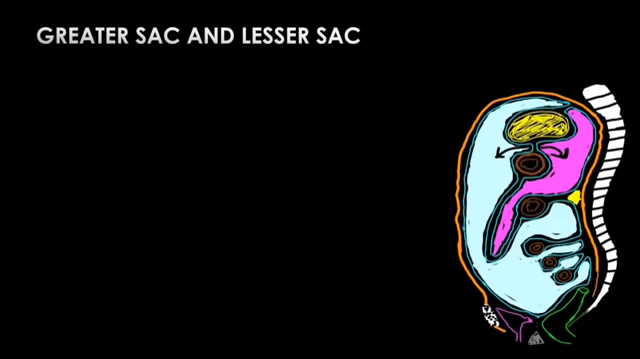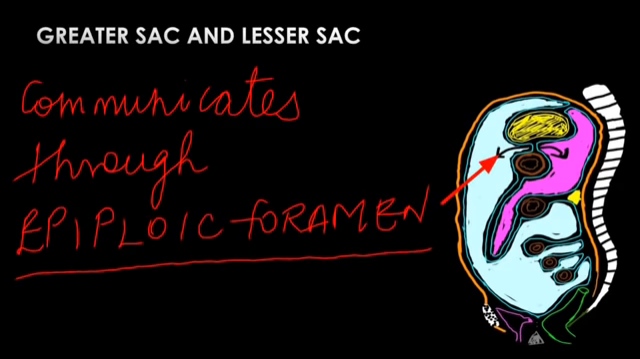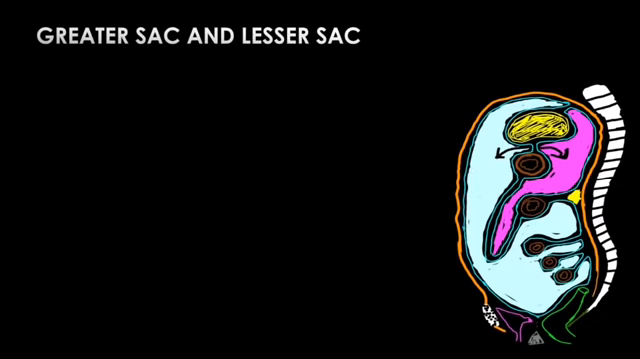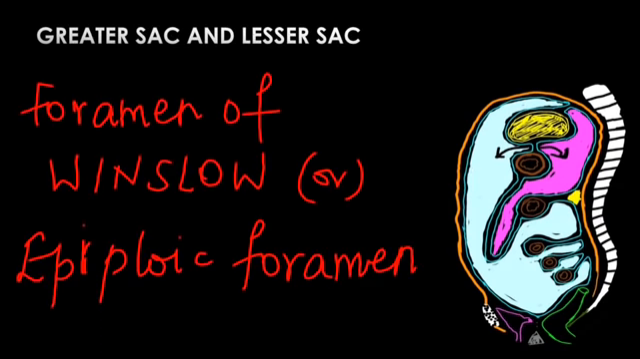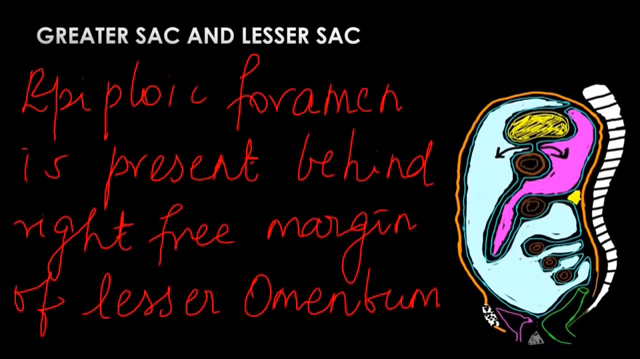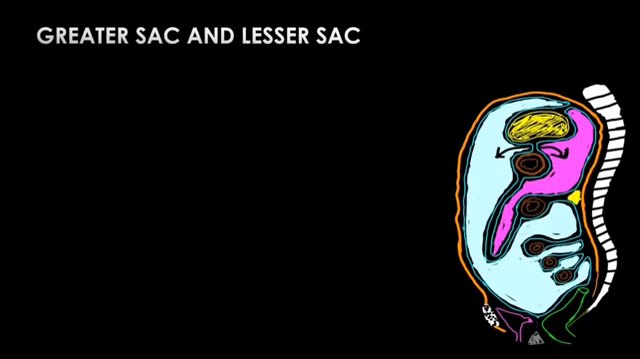Though these sacs are separate, yet they communicate with each other through an opening called as foramen of Winslow or the epiploic foramen. Foramen means opening. So it is present behind the right free margin of the lesser omentum. I have shown it as an arrow mark in the picture, which shows the position of the epiploic foramen present behind the free margin of the lesser omentum. So through this opening only, the lesser sac and the greater sac communicate with each other.